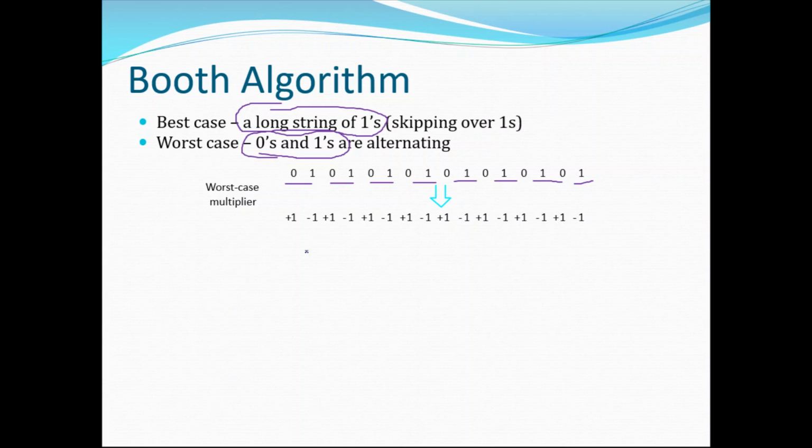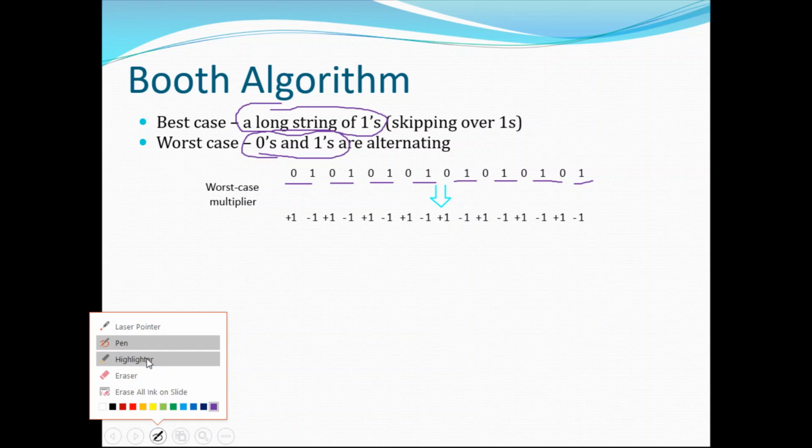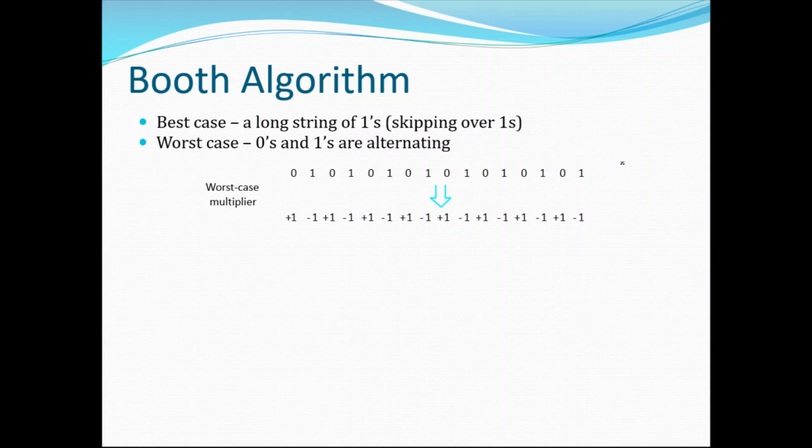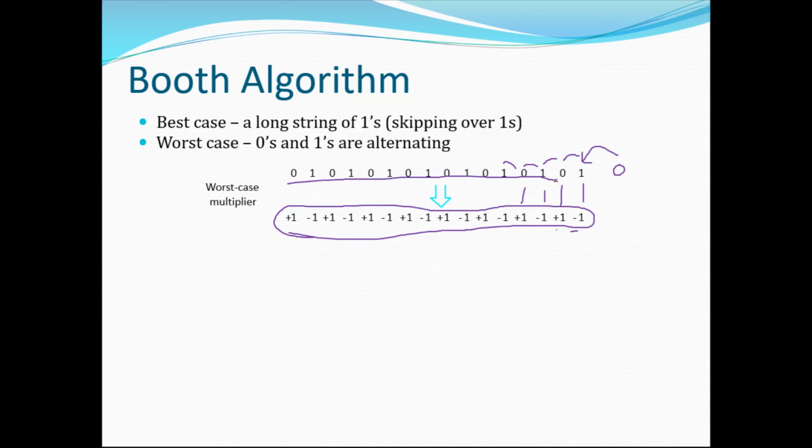Now how will the multiplier be modified? We assume a 0 here on the right. So 0 to 1 becomes minus 1, 1 to 0 becomes plus 1, 0 to 1 minus 1, 1 to 0 plus 1. So alternately you are getting minus 1, plus 1, minus 1, plus 1. This means you have to do this many additions. Even in normal multiplication, that many additions do not happen.